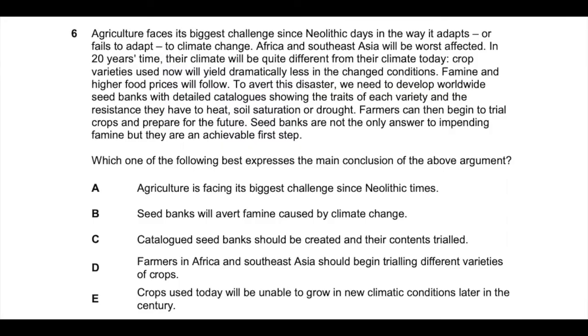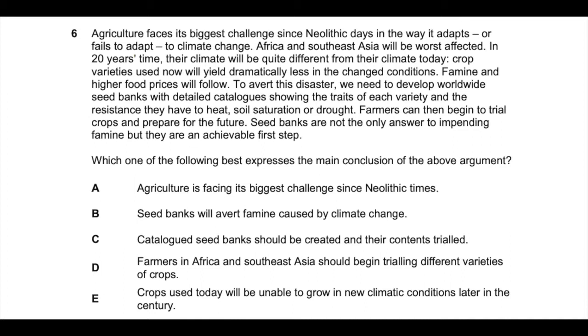Question 6. Agriculture faces its biggest challenge since Neolithic days in the way it adapts, or fails to adapt, to climate change. Africa and Southeast Asia will be worst affected. In 20 years' time, their climate will be quite different from their climate today. Crop varieties used now will yield dramatically less in the changed conditions. Famine and higher food prices will follow.